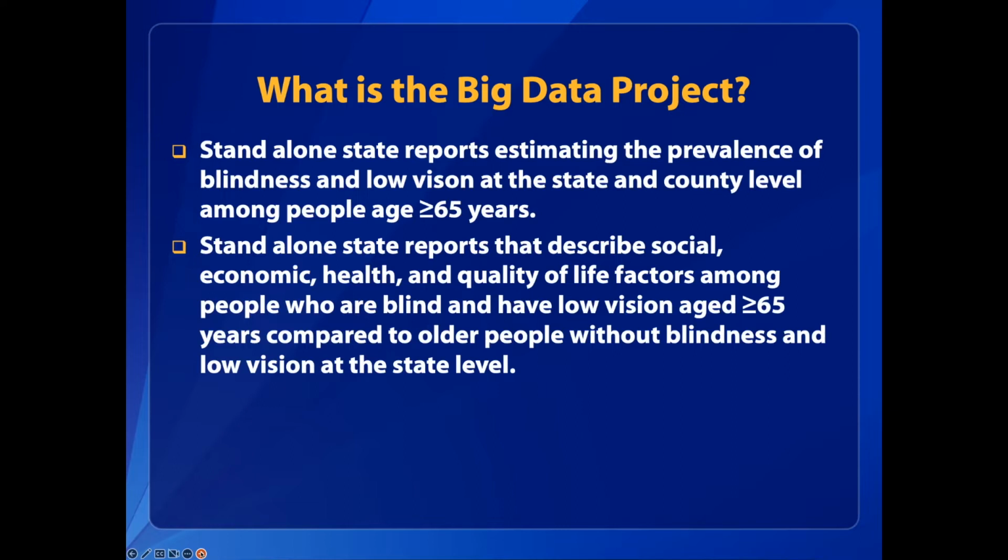Second piece in this is that we want to produce these standalone reports that describe the social, economic, health, and quality of life factors among people with and without blindness and low vision over the age of 65. So we can understand the disparities in that population. So if people with vision impairment are just like people without vision impairment, well, then it's just a vision impairment issue. But it's not that simple. There are a lot of other things going on. And as clinicians, we know that. It doesn't take long to figure that out. But in this report, we have some quantitative data to begin to validate what you know qualitatively. Next slide.